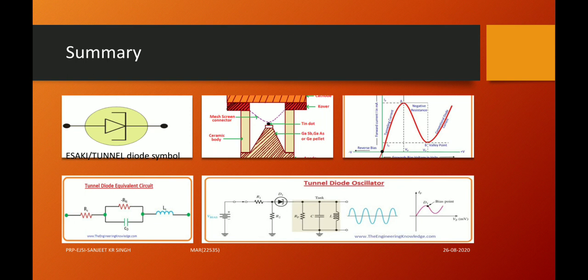Then we saw the VI characteristics. The useful range is in the negative resistance region, that is between peak point A and the valley point B. So this cycle can be repeated and sustained oscillations can be produced, or even the amplification purpose can make use of the tunnel diode. So thank you.